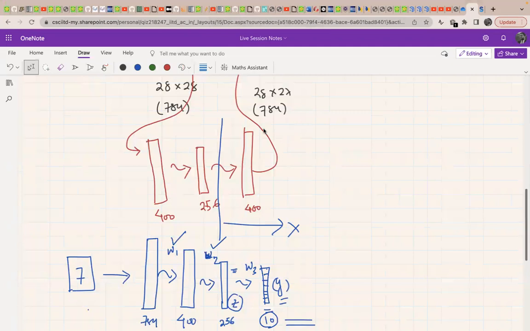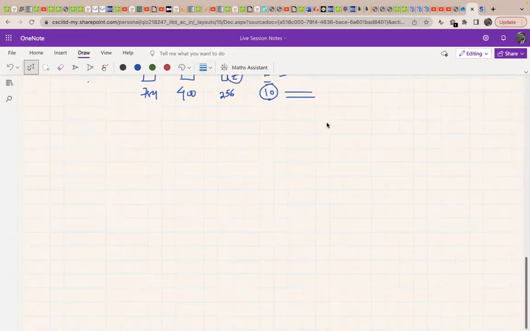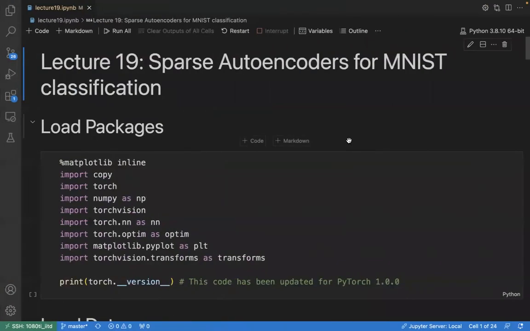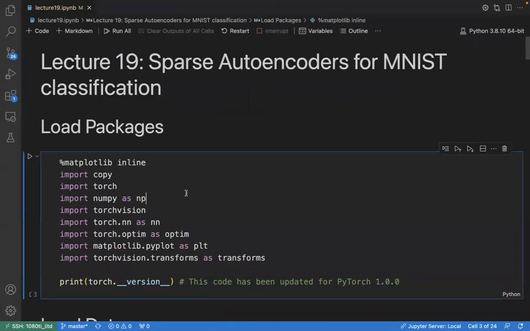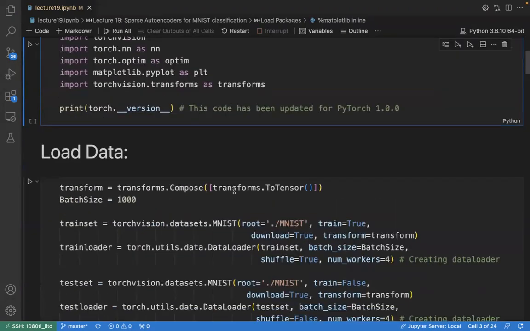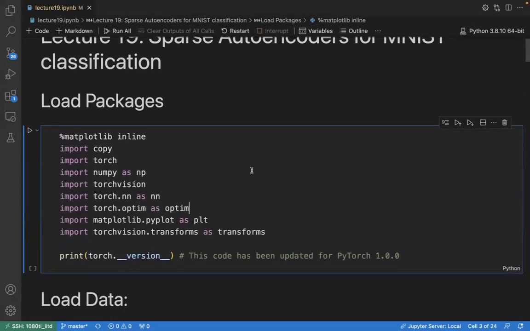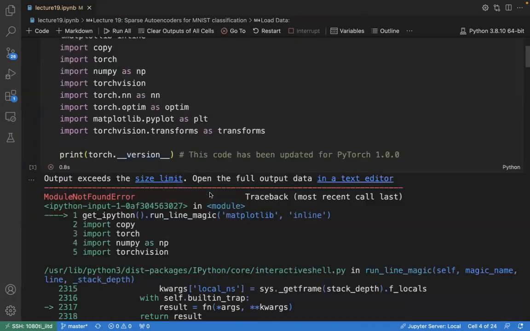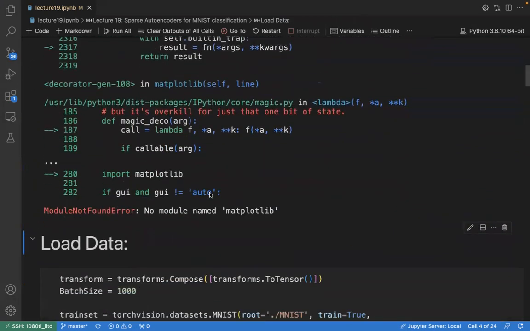Okay, so yes, we took a 10 minute break. Where were we? Okay, so let's run this lecture 19 notebook, which is on sparse autoencoder for MNIST classification. The code will be similar, but there will be some difference, so I will discuss them.